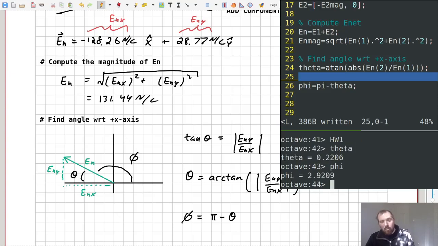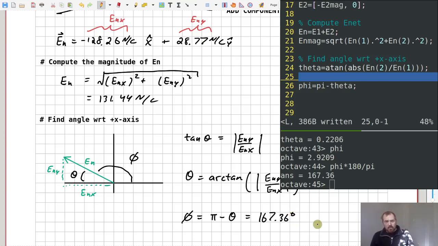I believe our homework software asks for the answer in degrees, so let's convert that to degrees. That'll be times 180 degrees divided by pi. And so our phi is going to equal about 167.36 degrees. I hope you found this very instructive for working out our vector components, and we'll see you all next time.